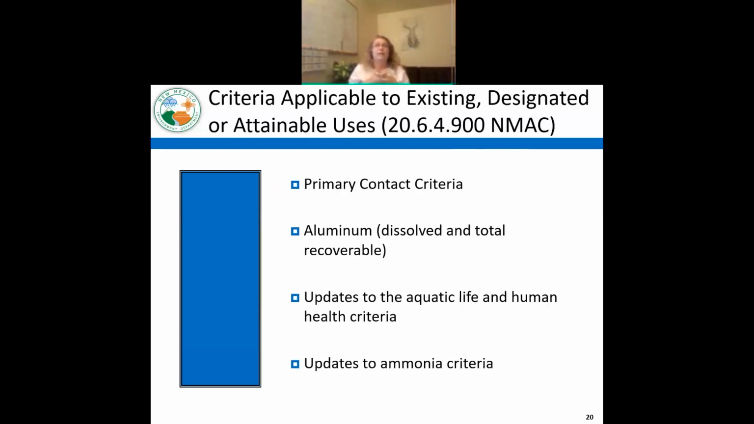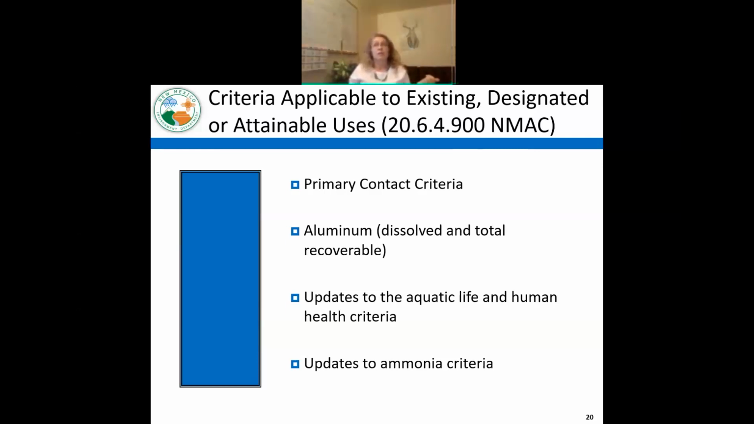So finally, the largest area that underwent amendments was the criteria applicable to existing, designated, or attainable uses under Section 900. There are several major amendments being considered in this section. The first is the incorporation of numeric primary contact criteria for microcystins and cylindrospermopsin. These constituents are associated with harmful algal blooms, and the limits being proposed for the state's water quality standards are consistent with those criteria promulgated by EPA under Section 304(a) of the federal Clean Water Act.